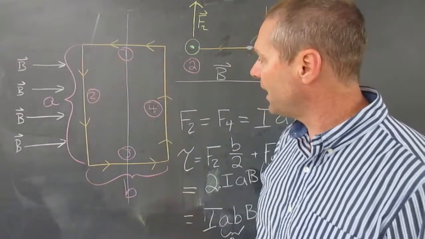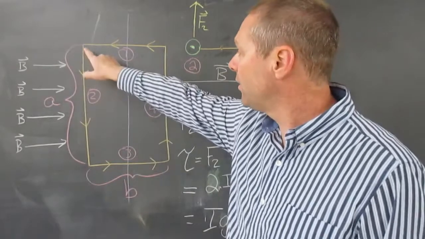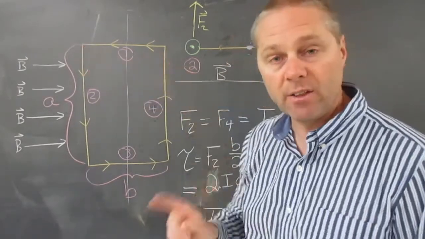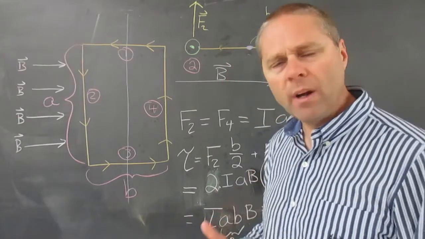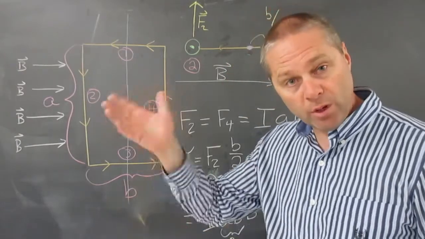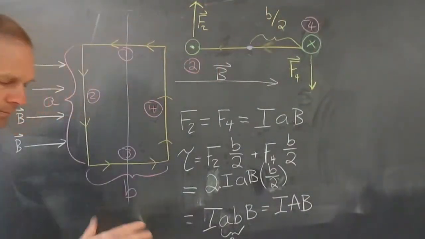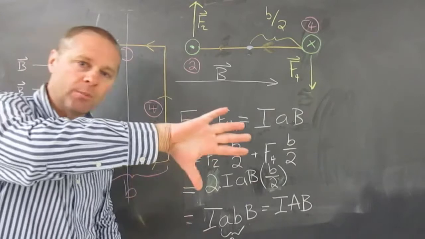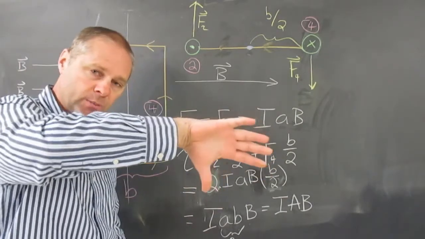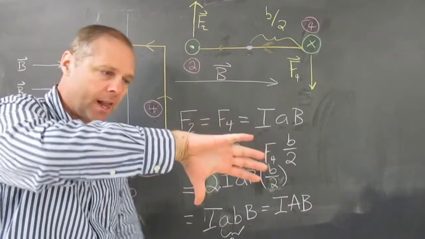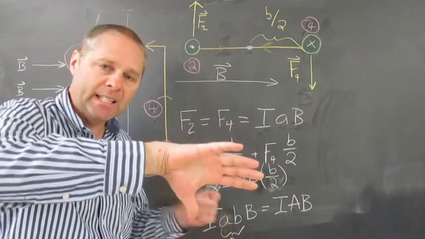Now, that's different than sides 2 and sides 4. Sides 2 and sides 4 are perpendicular to the magnetic field, and thus there will be a force applied to those two sides. Now you may ask next, what is the direction of that force? Well, we're going to be using the right-hand rule to describe that. Remember, our fingers are going to point in the direction of the magnetic field, our thumb is going to point in the direction of the current, and our palm is going to point in the direction of the magnetic force.